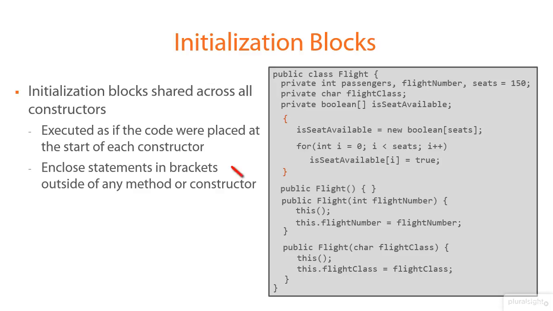So our flight number based constructor no longer needs to chain up to another constructor, and neither does our flight class constructor. No matter how someone creates this class now, the code to set up our isSeatAvailable will always run because it's in that initialization block. So it's a great way to share that code across constructors.